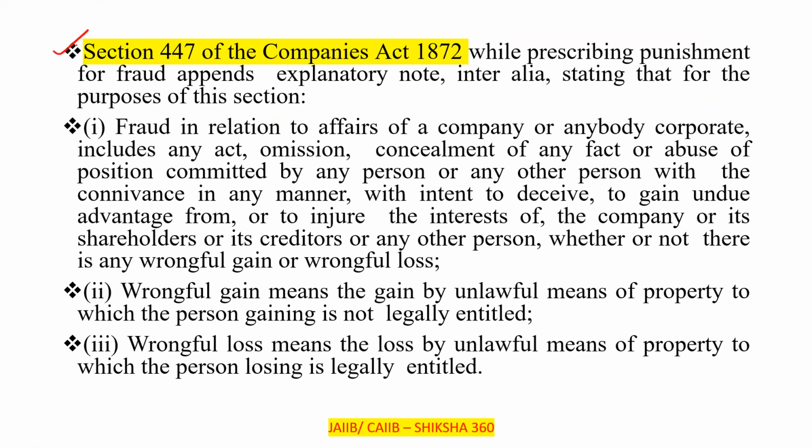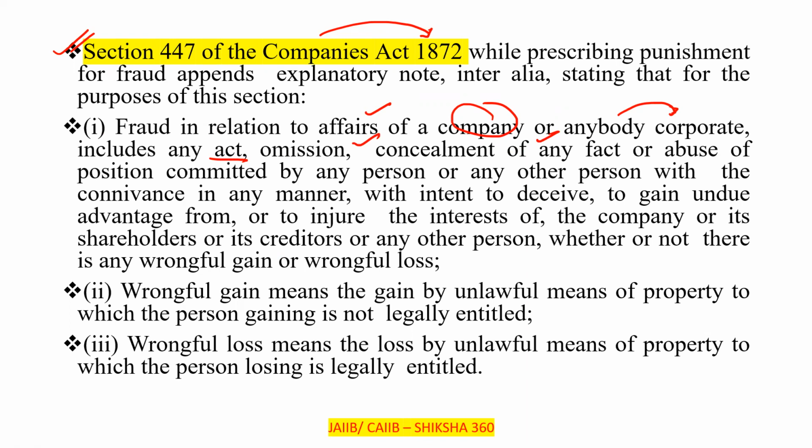Further, that is section 447 of the Companies Act 1872 (sic). Section 447, while prescribing punishment for fraud, appends an explanatory note stating that for the purposes of this section, fraud in relation to the affairs of a company or any body corporate includes any act, omission, concealment of any fact, or abuse of any position, that is, misuse of any position, committed by any person or any other person.